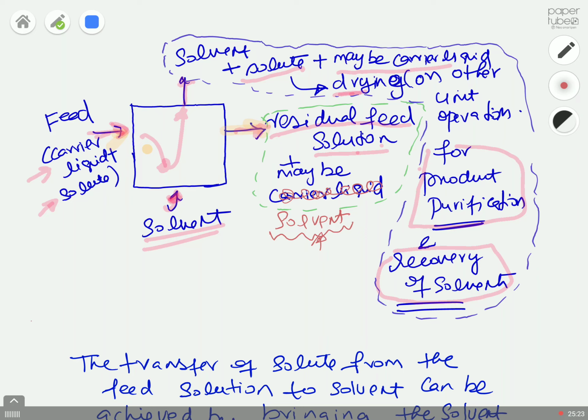Why did I show this diagram? I will tell you why it is really useful. This diagram will help you get some idea about the process economics of the whole extraction unit. You have feed, you have a solvent, your solvent takes your solute, and then it goes on for further work, like drying, distillation, or product purification. We like to recover the solvents because solvents are so expensive, especially at industrial scale.